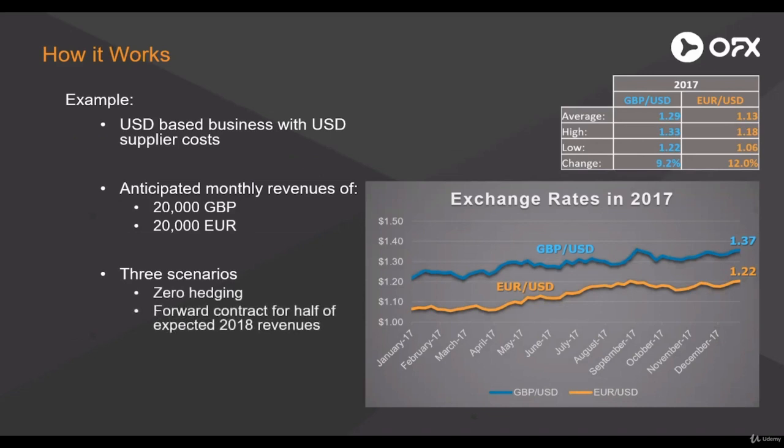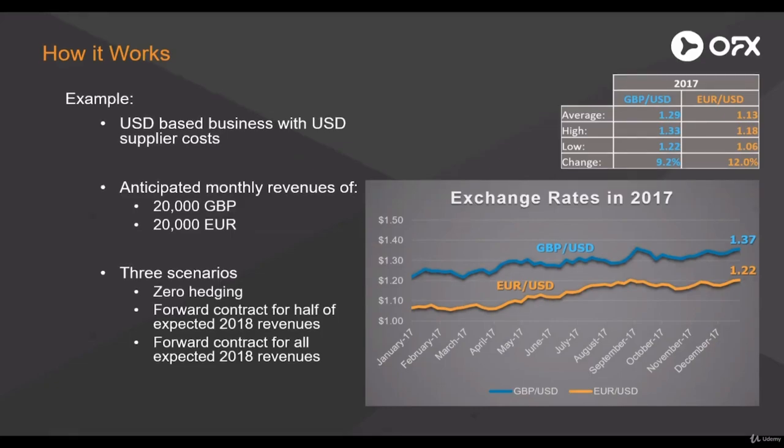So here it is, 3 scenarios. Zero hedging means, to be honest, this is what probably 95% of my clients do, is they don't hedge. And I talk to them all day long about it. It's like, you've got a ton of money coming in. You don't want to be at risk to currency fluctuations. There's a forward contract for half of expected 2018 revenues, and then a forward contract for all of it, right? And so we've got our estimates, we've got our forecasts, we know how much we think we're going to grow, how much we think we're going to sell. You can do half or all, or not.